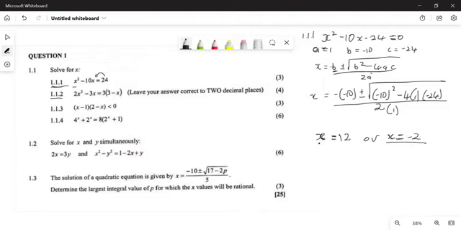Okay, sure. And then for this one, it's 3 marks again. You will get 1 mark for putting it in a standard form, 1 mark for factorization, and then 1 mark for both answers. And then we'll go to 1.1.2.